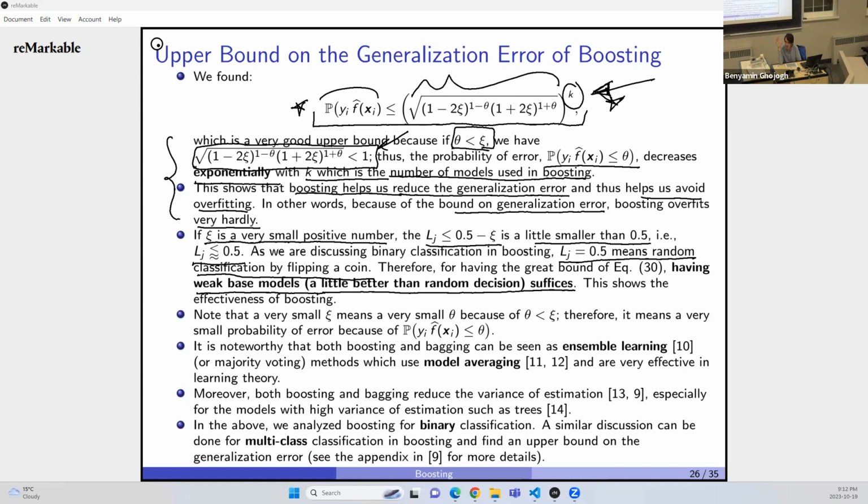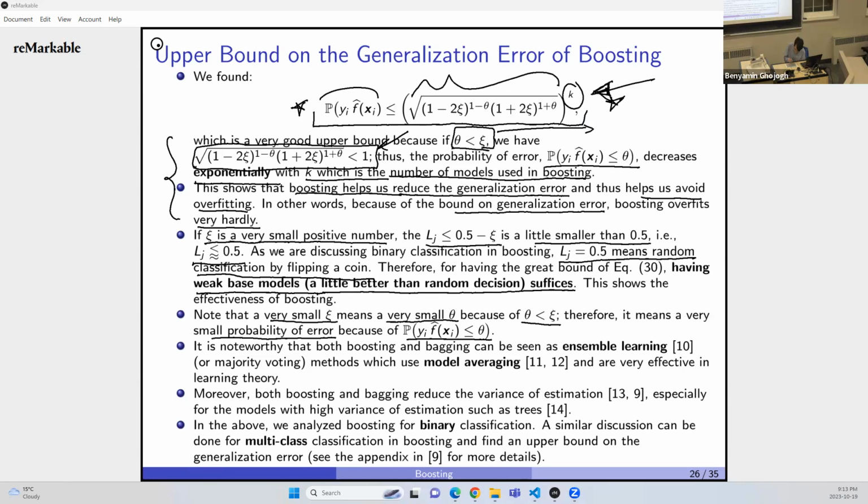Did you understand it? Okay. A very small zeta means a very small theta. What I said explains it a bit better. Note that a very small zeta means a very small theta, according to this, right? Because theta is less than zeta. Therefore, it means a very small probability of error because of this.